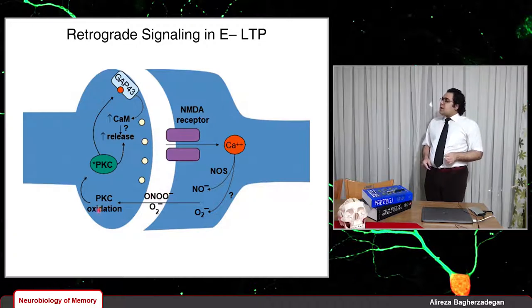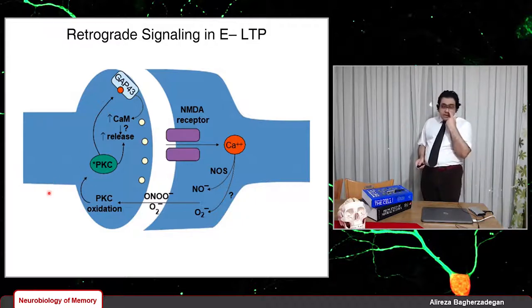And this peroxynitrite oxidizes the protein kinase C in the presynaptic terminal. And somehow, by that oxidation, protein kinase C is activated. Sometimes the activated protein kinase C may directly increase the release of neurotransmitters from the presynaptic terminal. Sometimes it does that indirectly by first activating growth associated protein 43, which is associated with the calcium calmodulin, and together they increase the release of neurotransmitters from the presynaptic terminal.